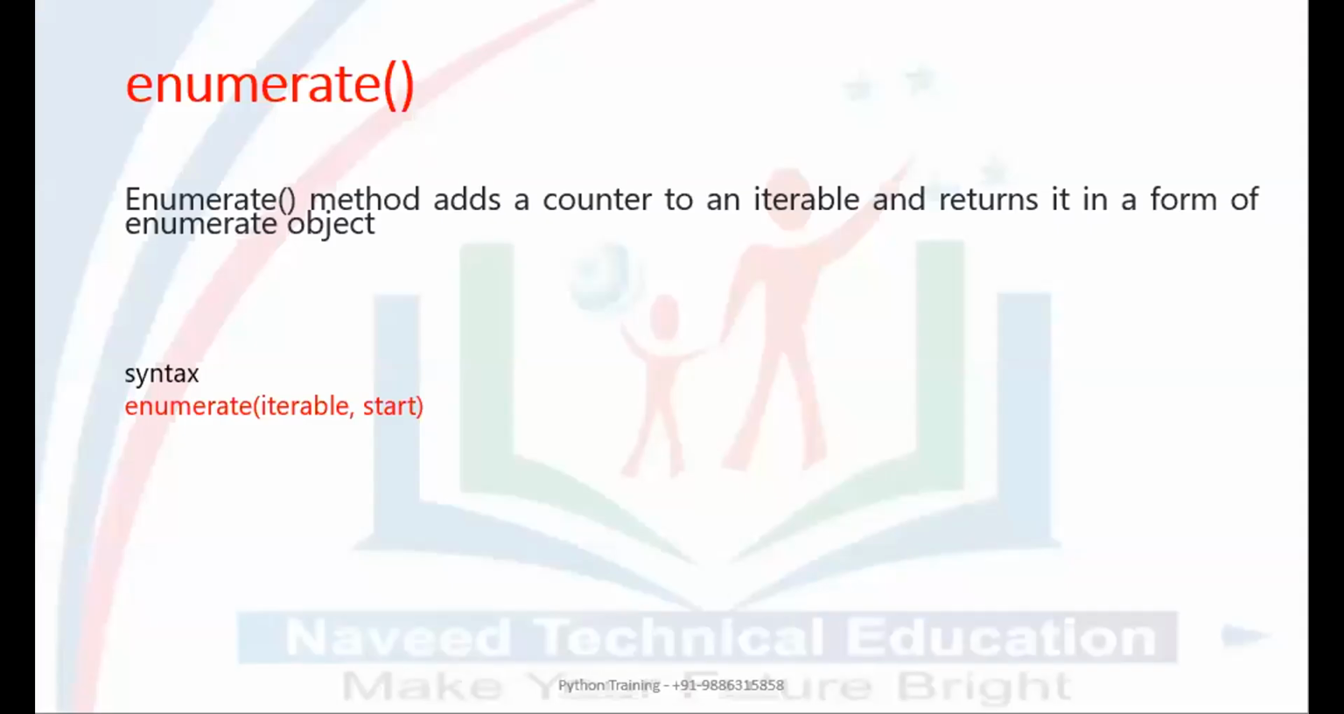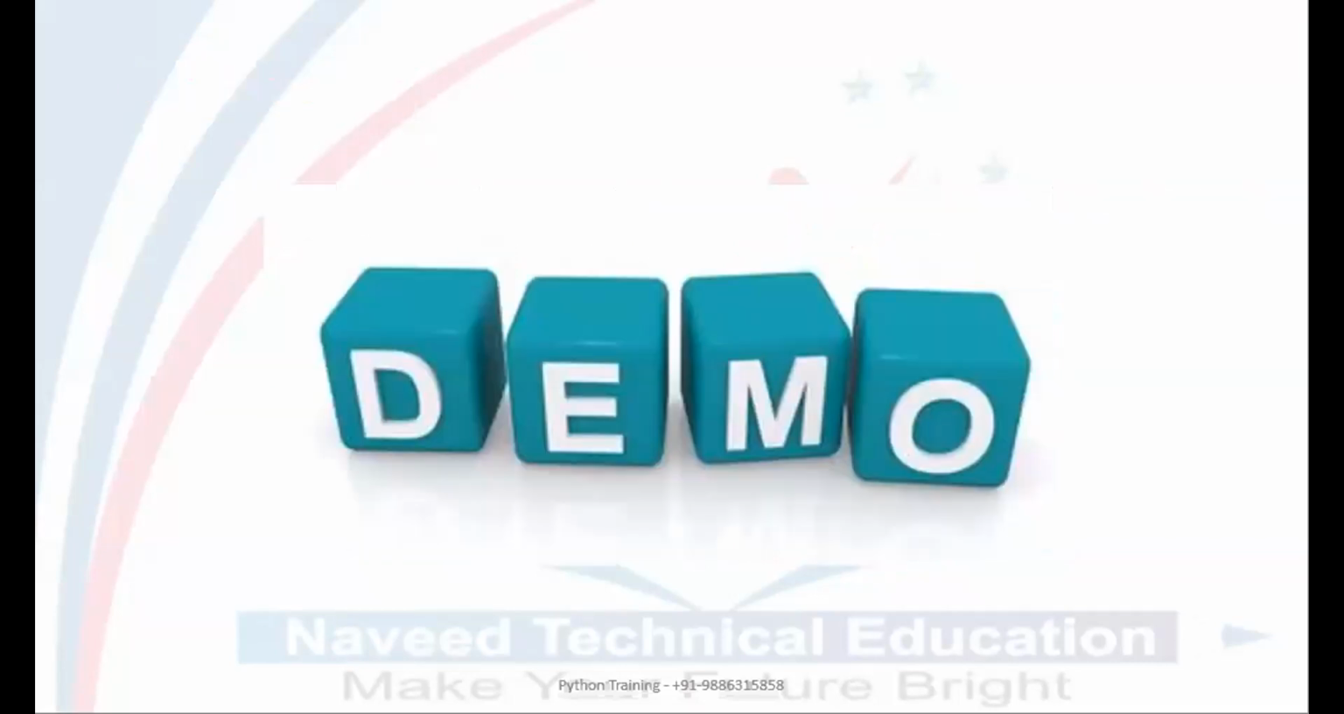Now let's have a look at the enumerate function. The enumerate method adds a counter to an iterable and returns it in the form of an enumerate object. This enumerate object can then be used directly in for loops or can be converted into a list of tuples using the list method. Below is the syntax where you use the keyword enumerate, then give the iterable, and then give the start. Now let's have a look at the demo.